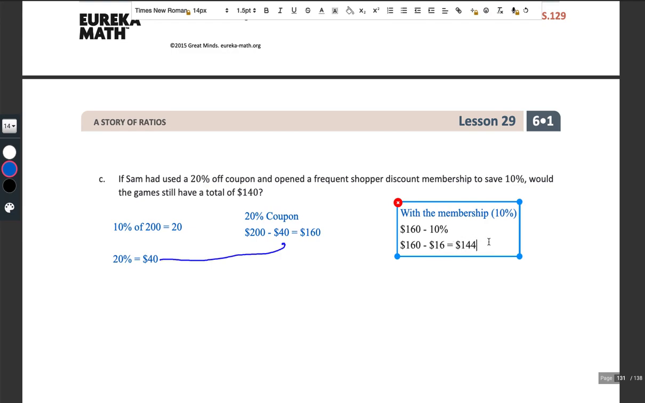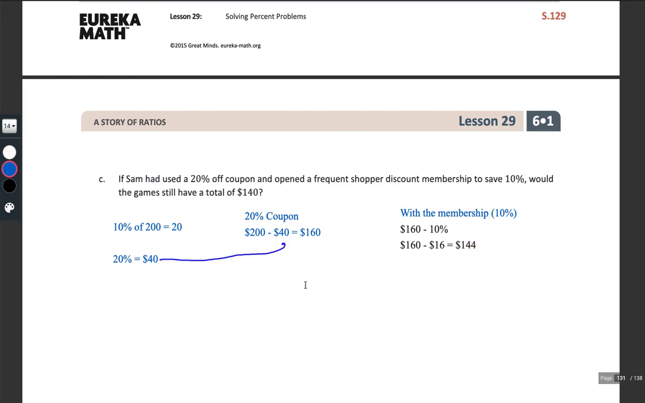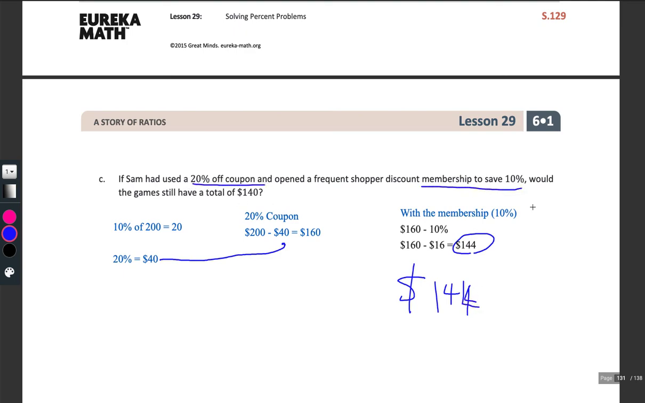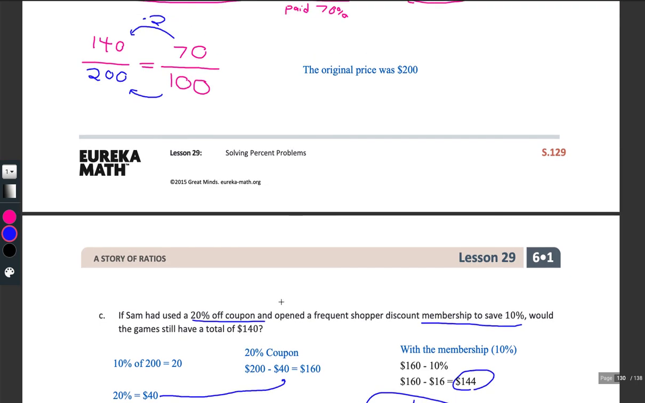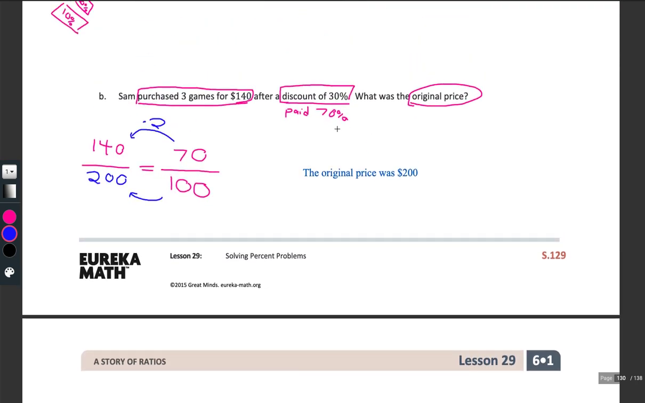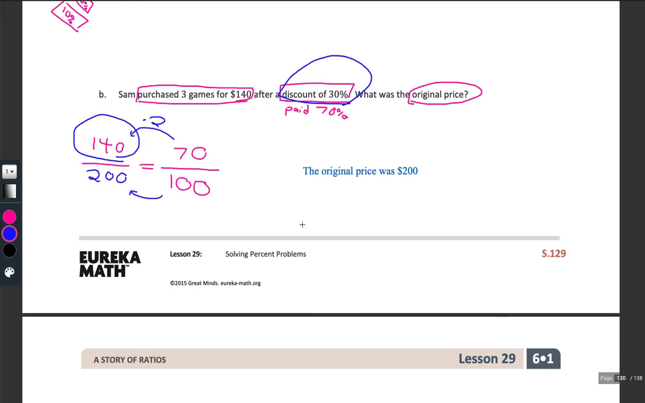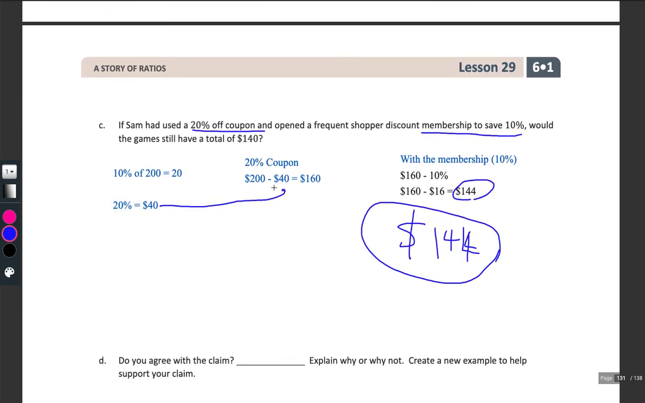Aha! So this right here is, if you're missing the final thing, $144 would be what it costs. If you did a 20% off coupon and then a 10% savings, it would cost you $144. If you had one sale that was just a discount of 30%, you would pay $140.